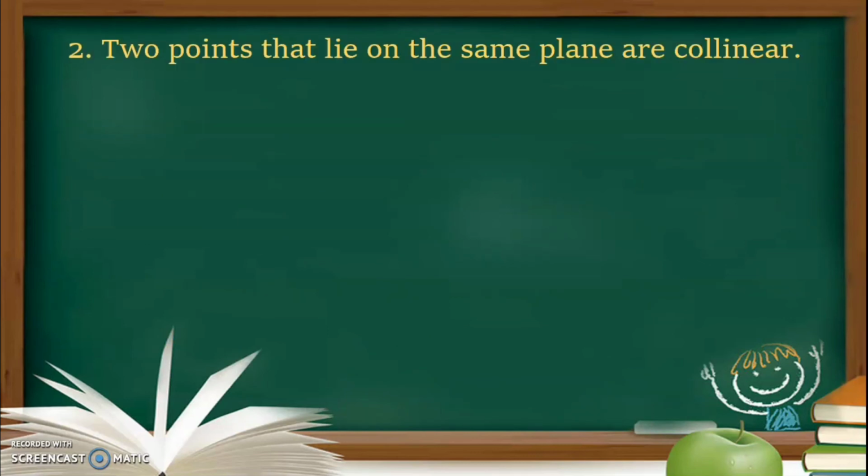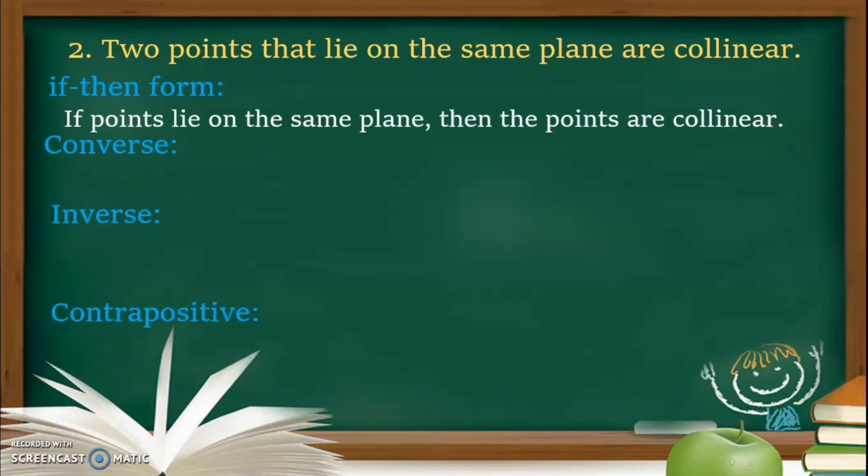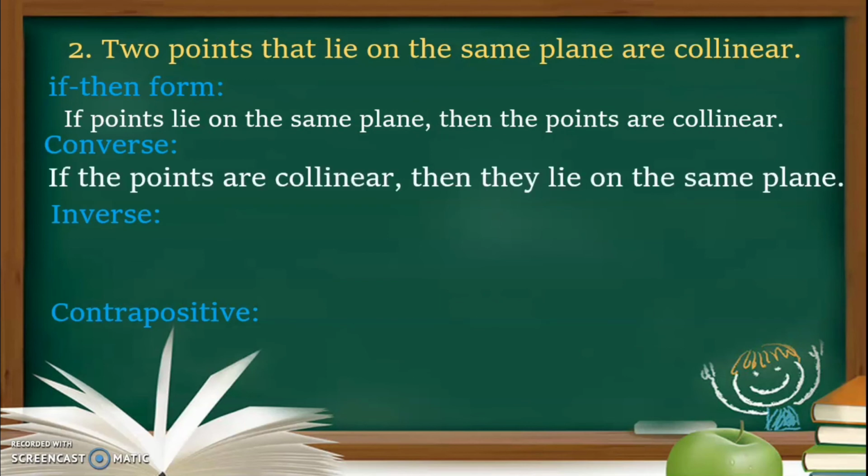Okay, number 2, two points that lie on the same plane are collinear. This is task number 4. If the points lie on the same plane, then the points are collinear. Converse, if the points are collinear, then they lie on the same plane.